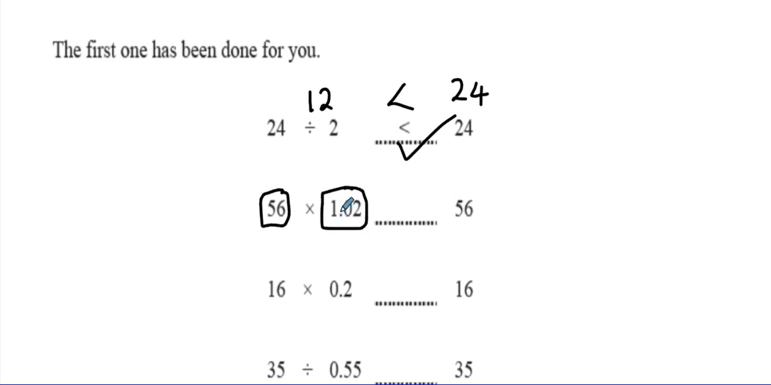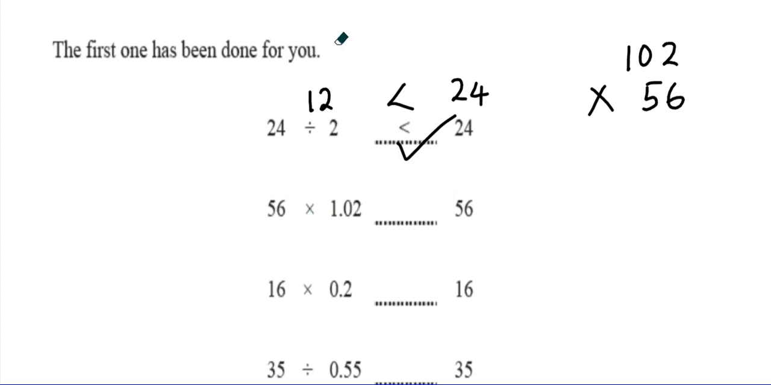So what we do, you ignore the decimal point, then you take the number as 102, multiply by 56. So you do it vertically, and let us do it together. 6 times 2 is 12, carry 1. 6 times 0 is 0 plus 1, this is 1. 6 times 1 is 6. 5 times 2 is 10, carry 1. 5 times 0 is 0, add 1. 5 times 1 is 5.